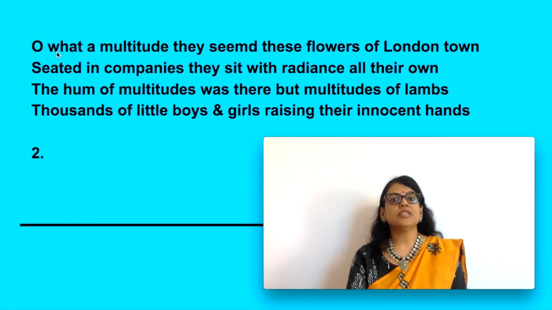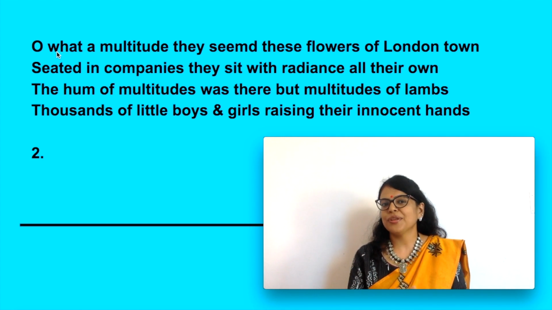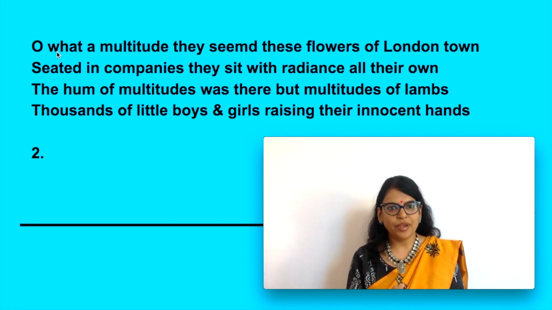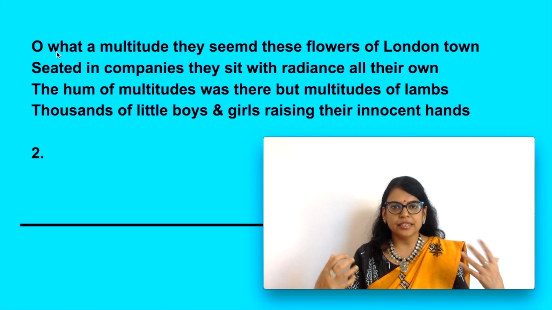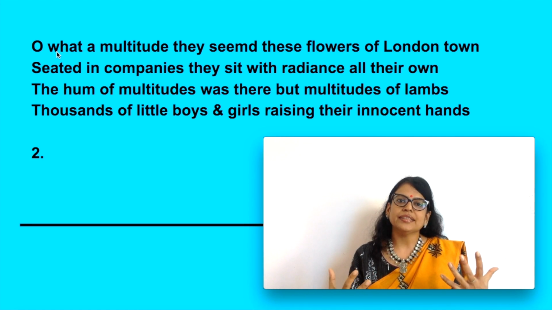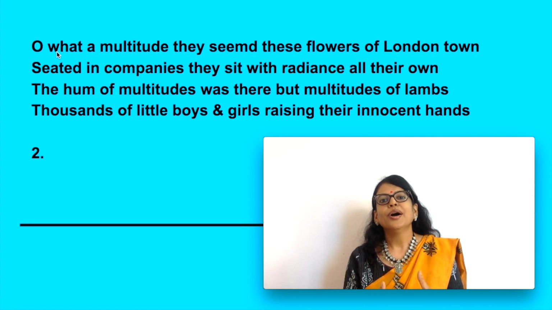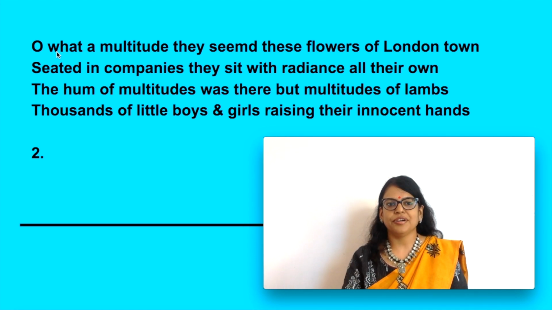A multitude, these were a lot of children, and they seemed like the flowers of London town in the wonderful dresses that they were wearing. They were seated in companies, they sit with radiance all their own. And they were with each other in this crowd of children, and each one was radiant in their own glory. Each one was a very glowing child, a glowing face that you saw among the crowd of other children.